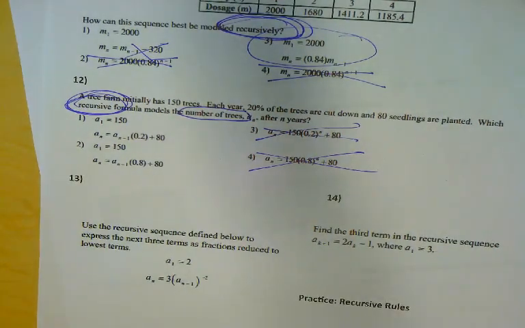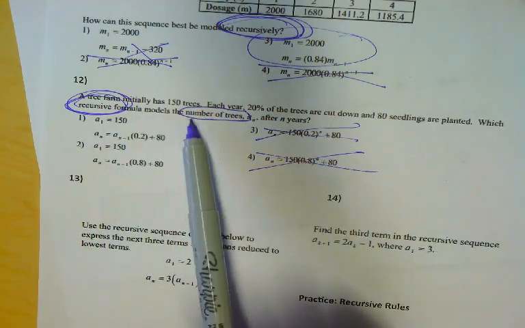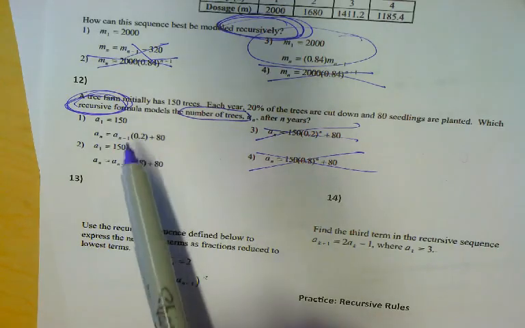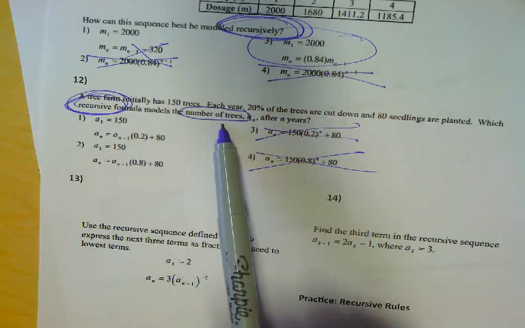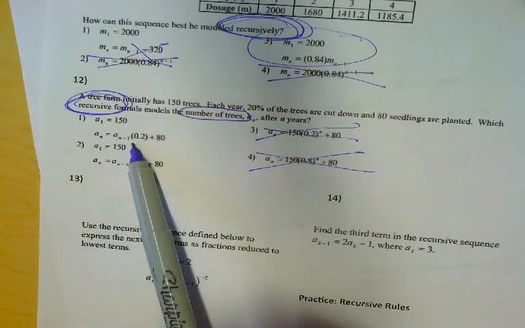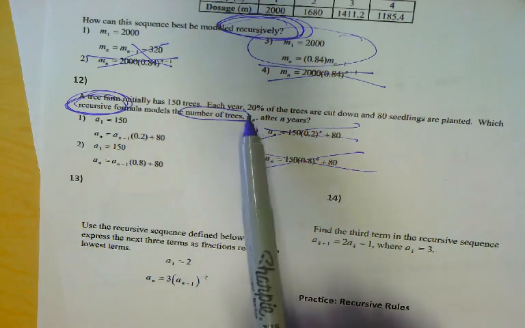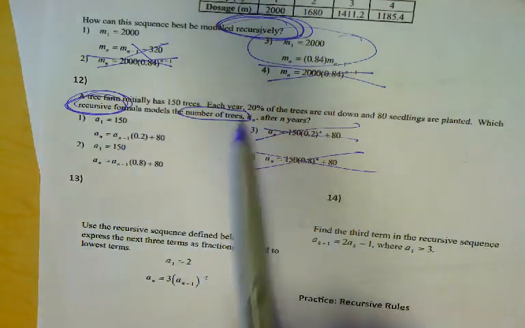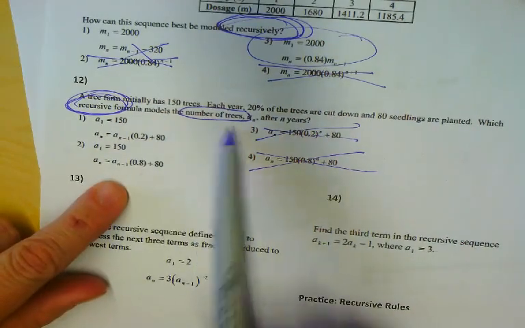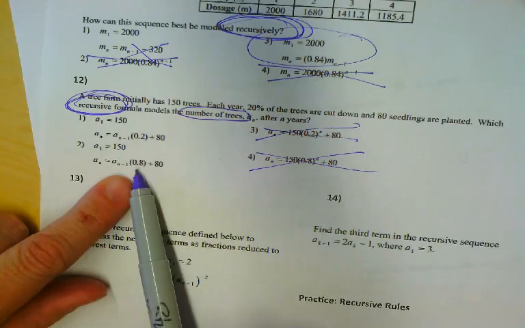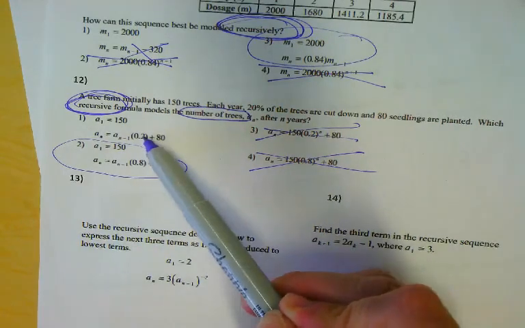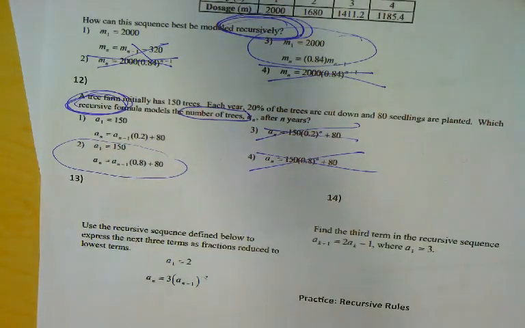Now, what are we trying to find? Which formula models? We want trees. So am I going to multiply by 20% or 80% if I want trees? Why 80 and not the 20? Right, 20% are being cut down. You're taking those away. We don't want those to be taken away. We want a formula that represents the number of trees. So we actually want to multiply by 80% and then add the 80. Okay, this is taking those trees away. That's not what we want. We want to multiply by 80% and add the 80.